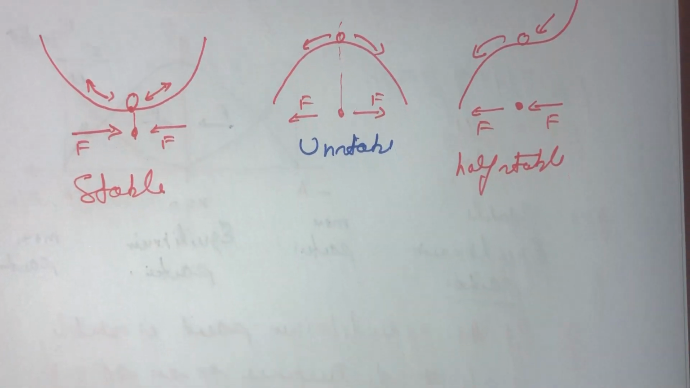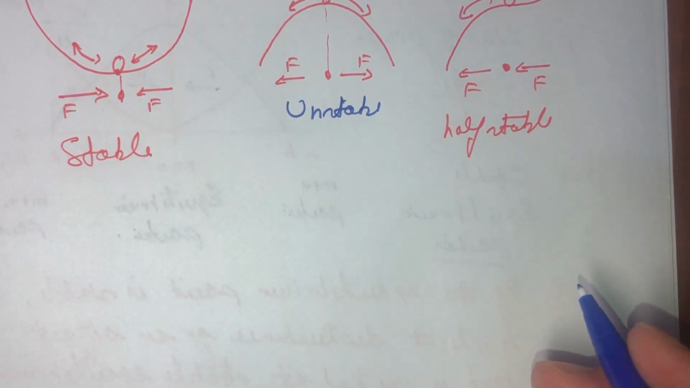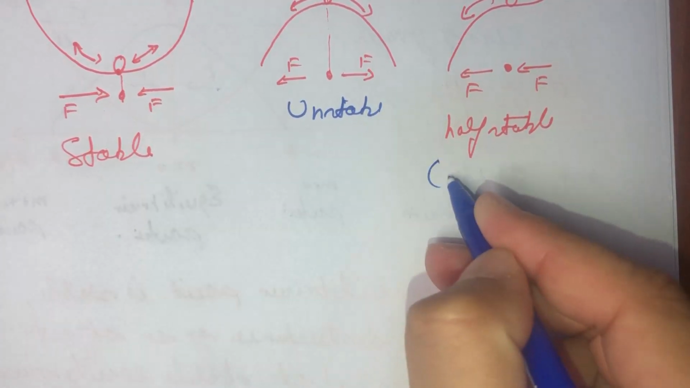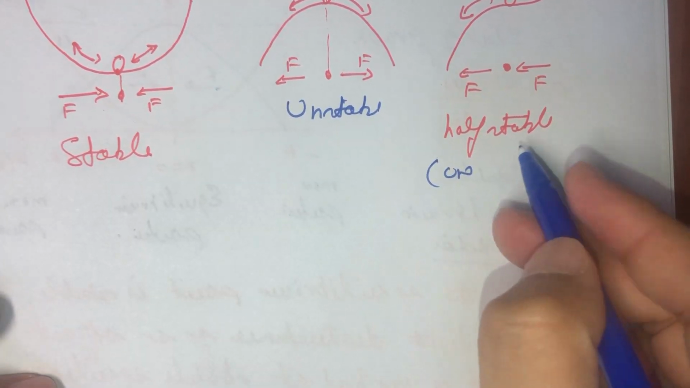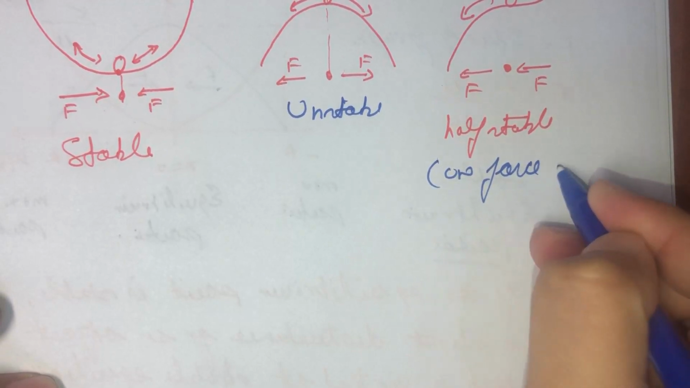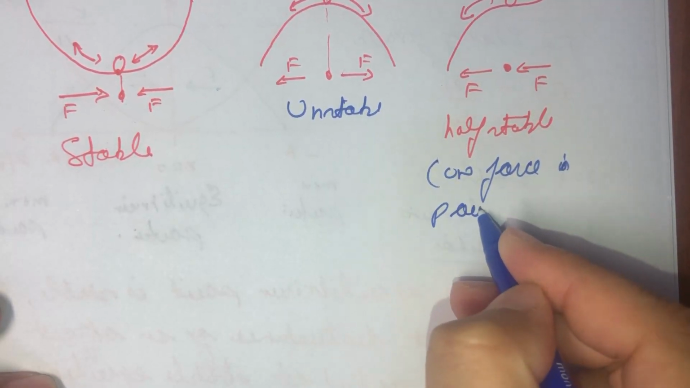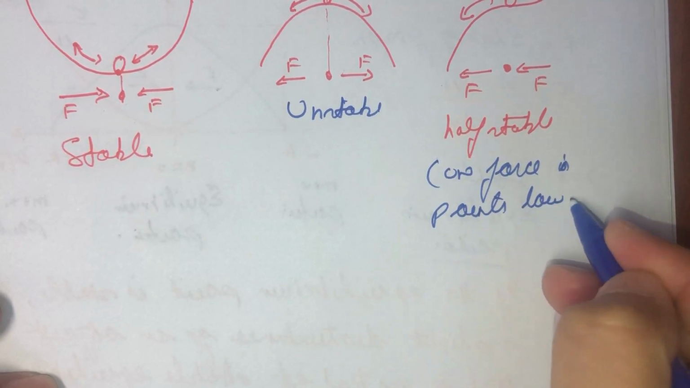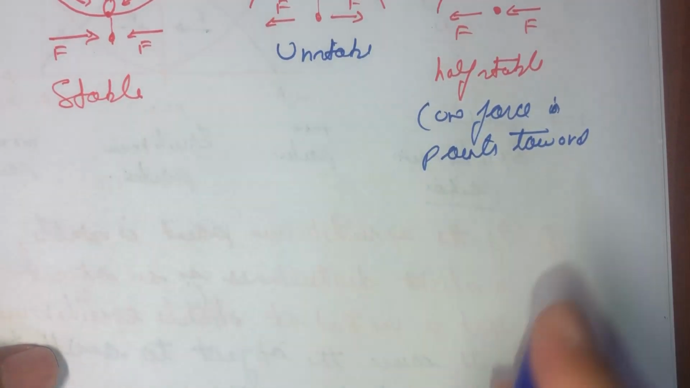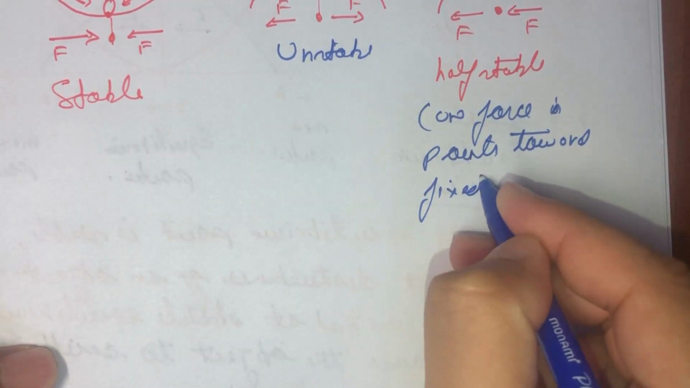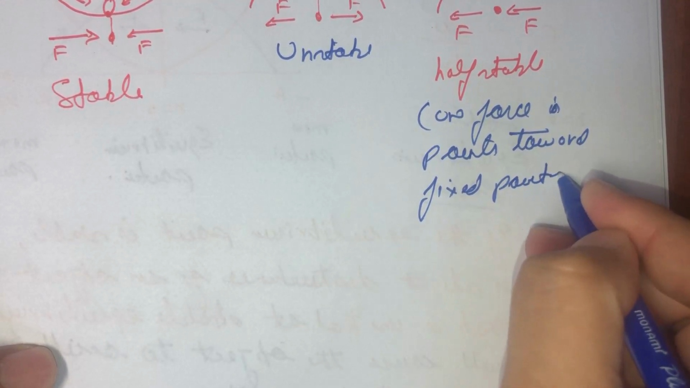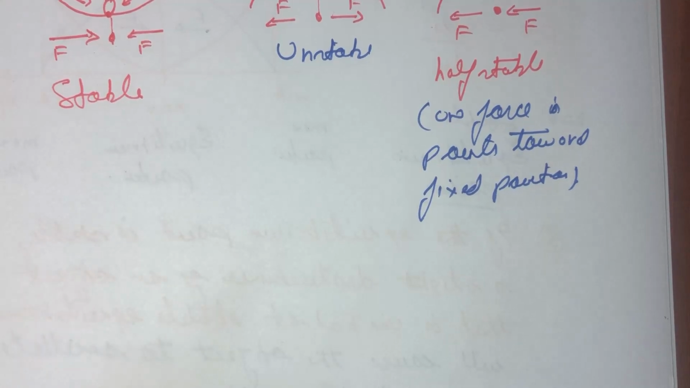And in half stable, we can say one force points toward the fixed position. And we can also represent this with the help of a figure, a graphical representation also.